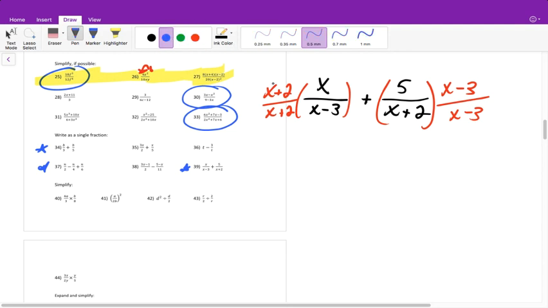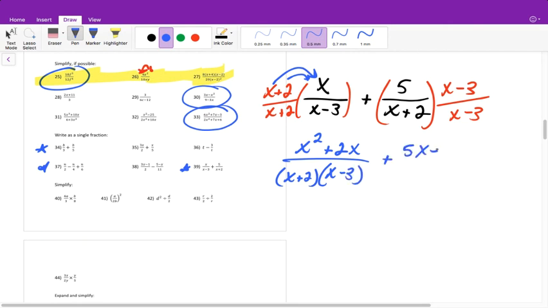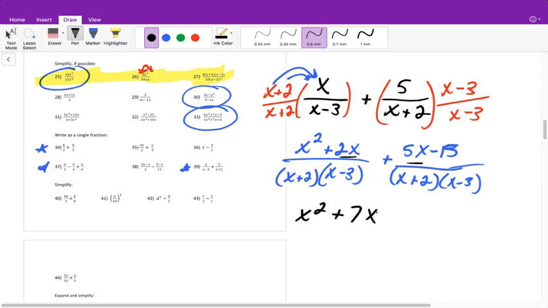So then we'll distribute this in, so we'll get x squared plus 2x over, you do not need to multiply your denominators, you leave these not multiplied, plus 5x minus 15 over x plus 2 times x minus 3. So you do not have to actually multiply your denominators in. Once we get like denominators, we can then add our like terms. So now I'm left with x squared plus 2x plus 5x is 7x minus 15 all over x plus 2 times x minus 3.